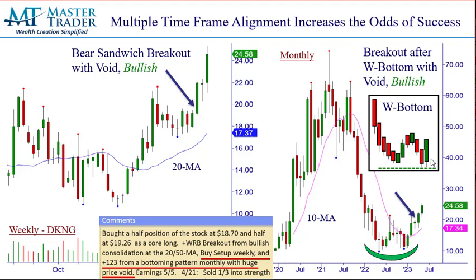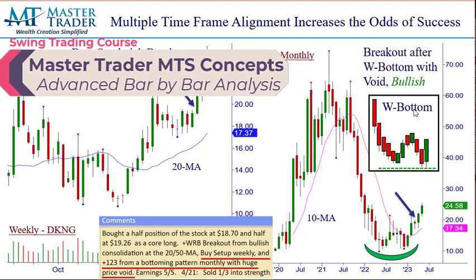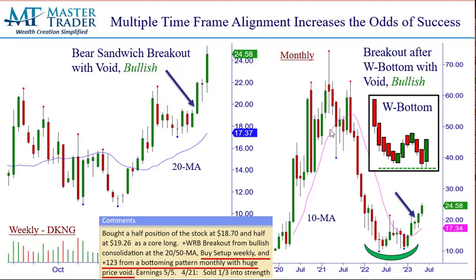So this arrow, and this is just right out of the Greg Swing Trading course, is a beautiful picture of one of the flavors of a W bottom. And you can see that is identical to this. Pretty much, it's identical. So I have all time frames in alignment. Here's what I described to our subscribers in Telegram. You can see the buy setup on the weekly and the breakout, and a 1, 2, 3 from a bottoming pattern on the monthly chart with a huge price void.